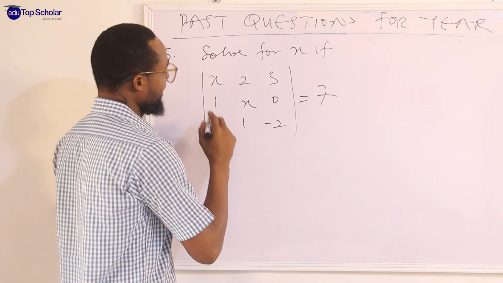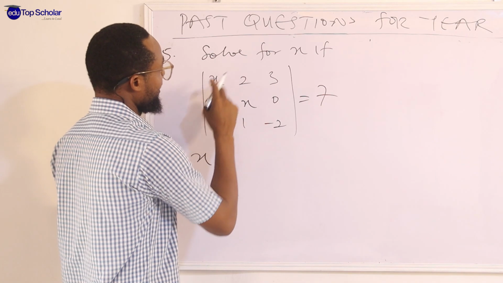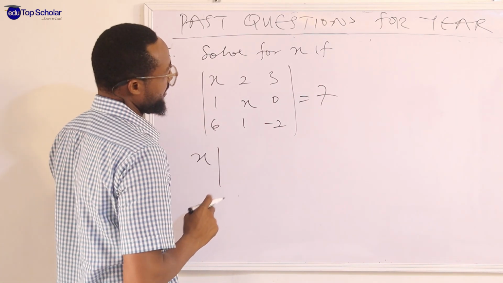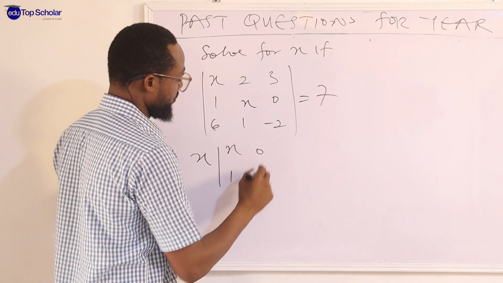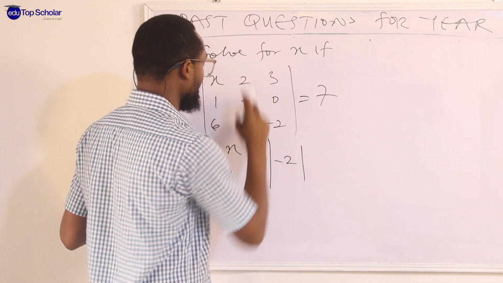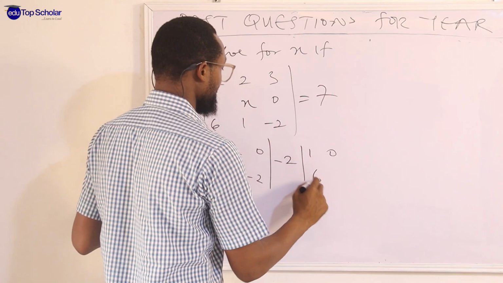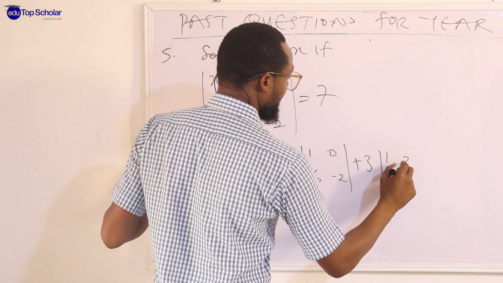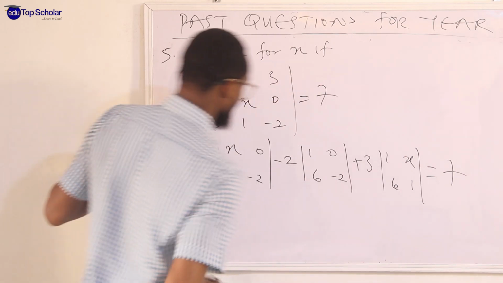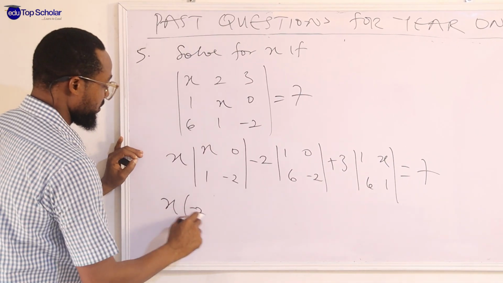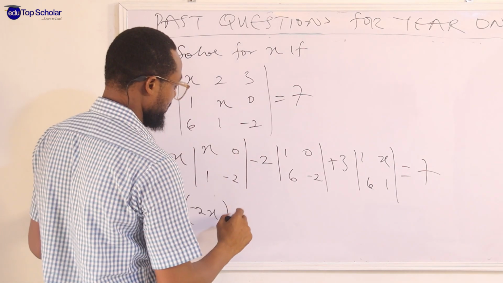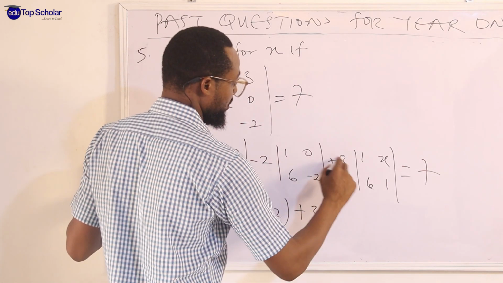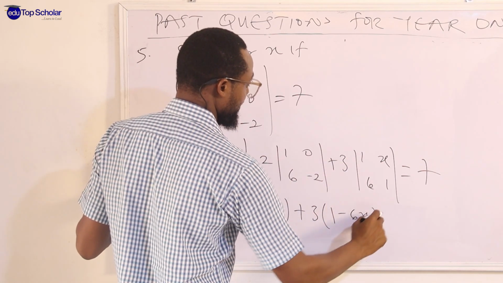Let's take this. Now, the determinant of this will be x multiplied by, we delete the remaining elements on the same row and the same column as this x, the first element here, so that we are left with x 0, 1 minus 2, minus 2 multiplied by, we do the same here, we have 1 0, 6 minus 2, plus 3 multiplied by 1 x, 6 1, all of this equals 7.